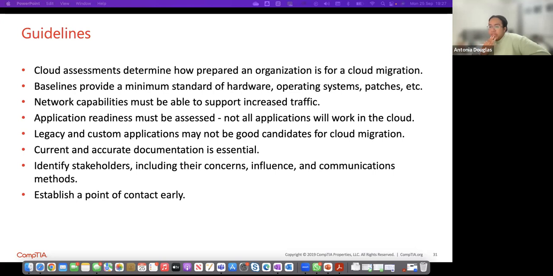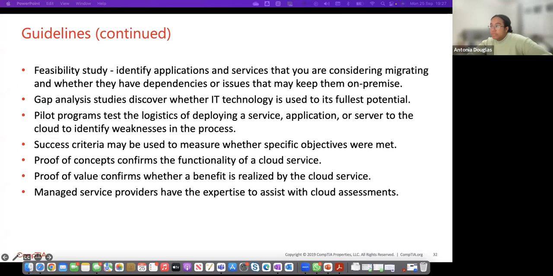Legacy and custom applications, I just mentioned legacy applications. Current and accurate documentation is essential. We just mentioned mapping out your physical and logical network using tools such as Microsoft Visio. Looking at key stakeholders, having your point of contact, running a feasibility study. Is this going to be a financial benefit?